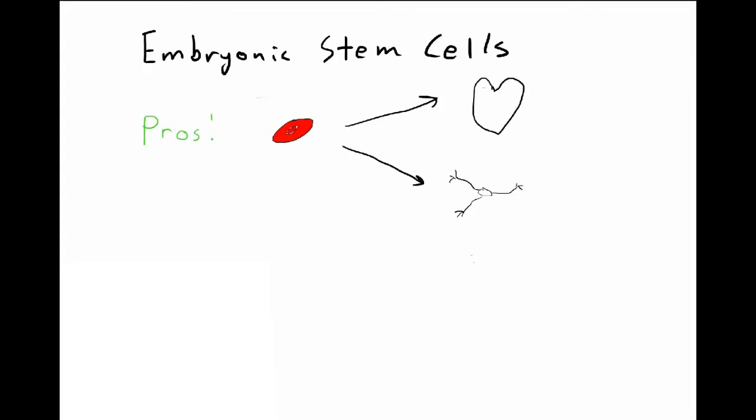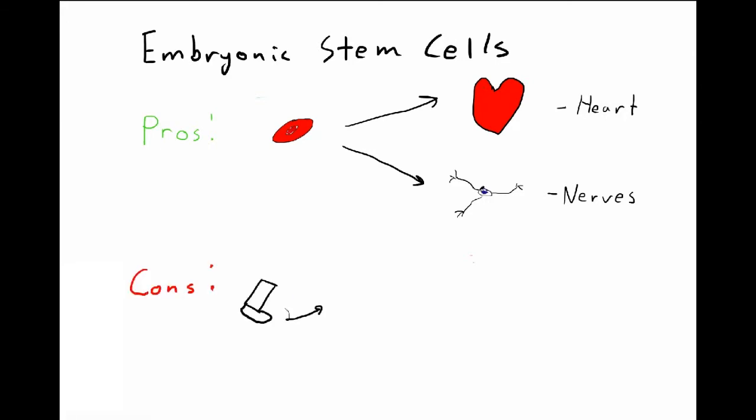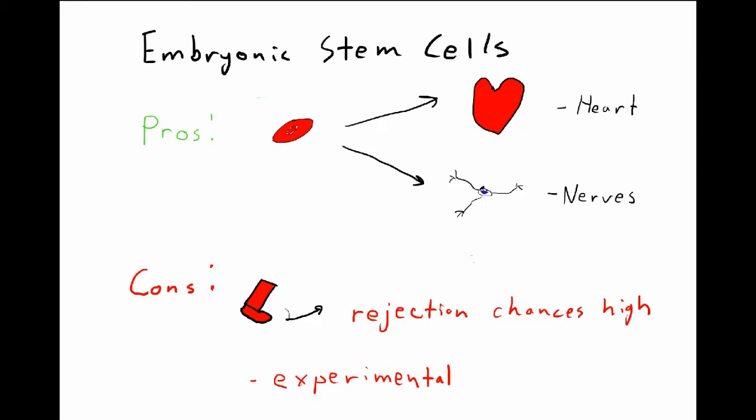The pros are that any type of cell can be created from an embryonic stem cell, and the cons are that there is a chance of rejection still, and it is higher than adult stem cells because it's harder to find a perfect match, and the technology is still in a very experimental stage. Here are some examples of embryonic stem cells at work.